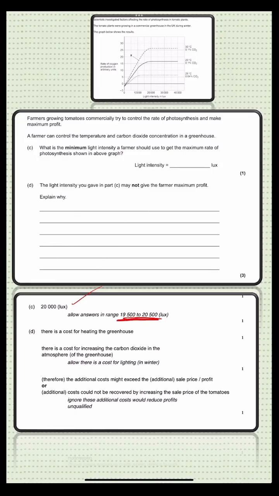Okay, next one. There's a cost for heating the greenhouse. Yes, there is. We mentioned that. There's a cost for increasing the CO2. There's a cost for lighting. They did accept lighting because it's true. It's going to increase the bills, isn't it? Increasing the lighting. So you could have said that as well. And then the final mark is to say it affects the profit, which we did mention as well. So that's 3 marks.